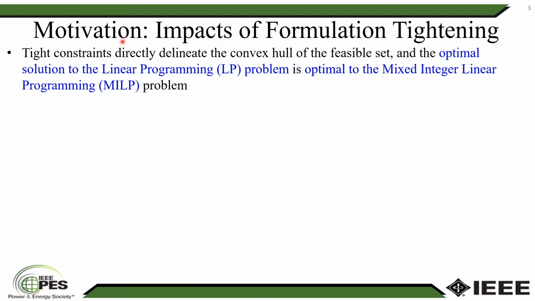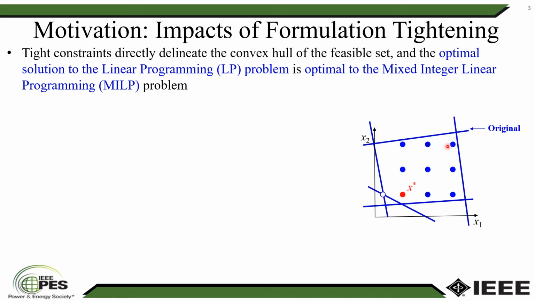Now let me go over the motivation for our approach. Up first is impacts of formulation tightening. We decided to choose formulation tightening as tight constraints can directly delineate the convex hull of the feasible set, and the optimal solution to the LP problem is also optimal to the MILP problem. Let's consider the original formulation, which is not tight. The solution to the MILP problem is X star, and upon integer relaxation, the solution to the LP problem is this white dot. These are not the same, hence we cannot use integer relaxation to get the same optimal solution.